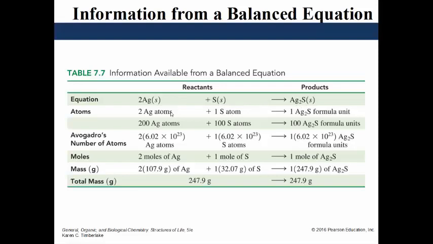So if you're looking at just the atoms, there are 2 silver atoms on this side, and there are 2 on this side, so that's fine. 1 sulfur over here, 1 sulfur here. So they're balanced, they're fine, they haven't changed.